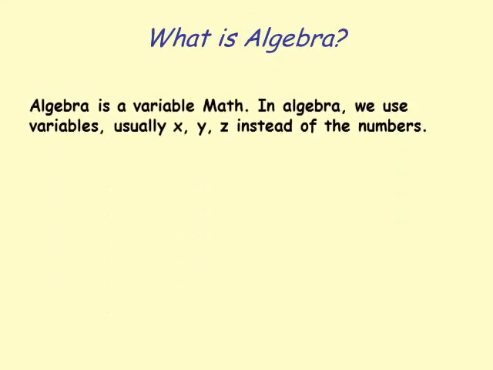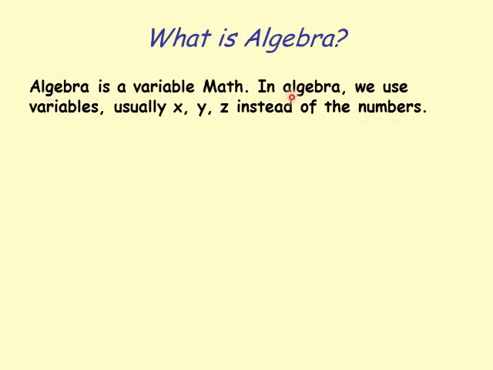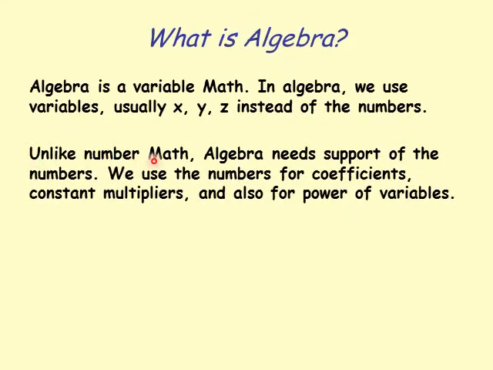What's algebra? Algebra is variable math. In algebra, we use variables, usually x, y, or z, instead of numbers. Unlike number math, algebra needs the support of numbers. We use the numbers for coefficients, which are constant multipliers, and also for the power of the variables.